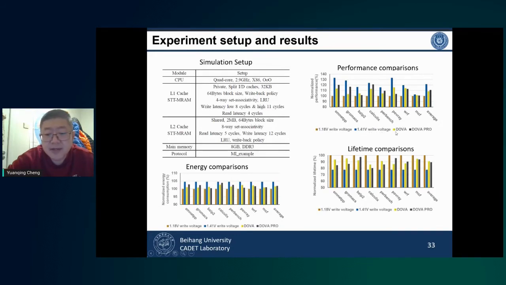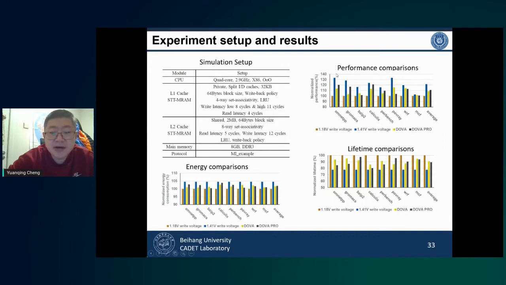The third one is our previously proposed technique called DOA. And the last one is the DOA Pro, an improved version of the dynamic voltage optimization to mitigate the TDDB breakdown problem.